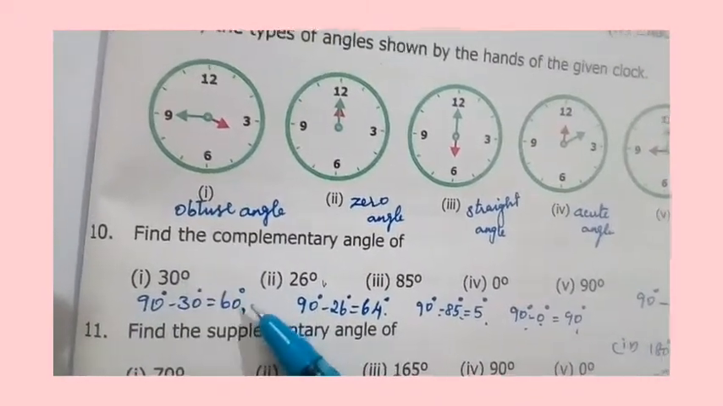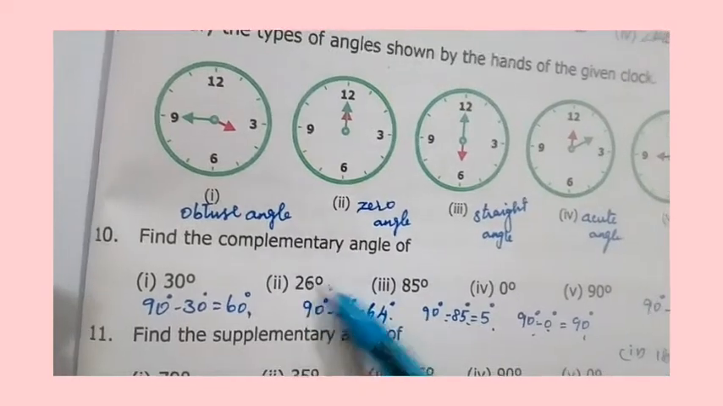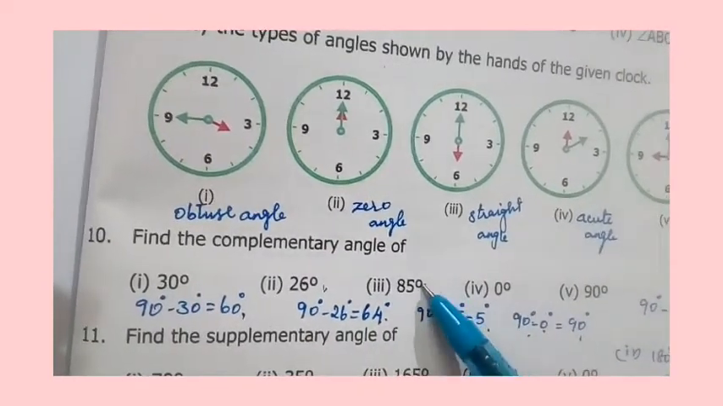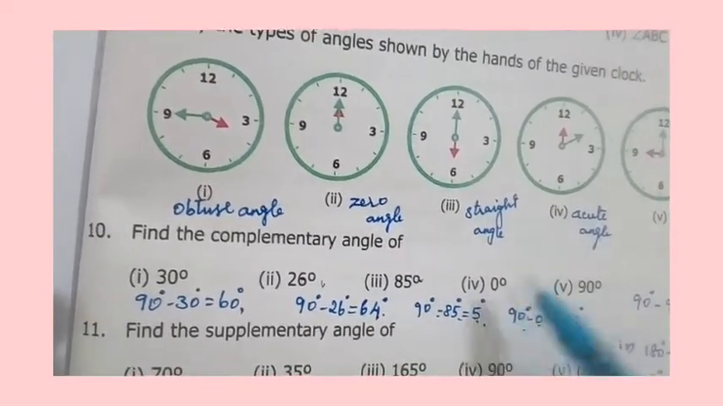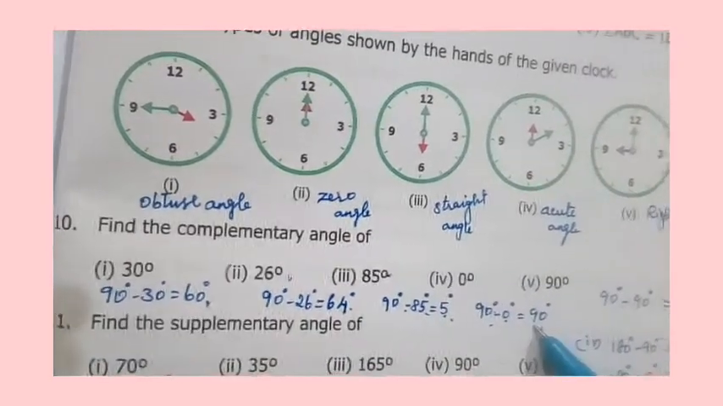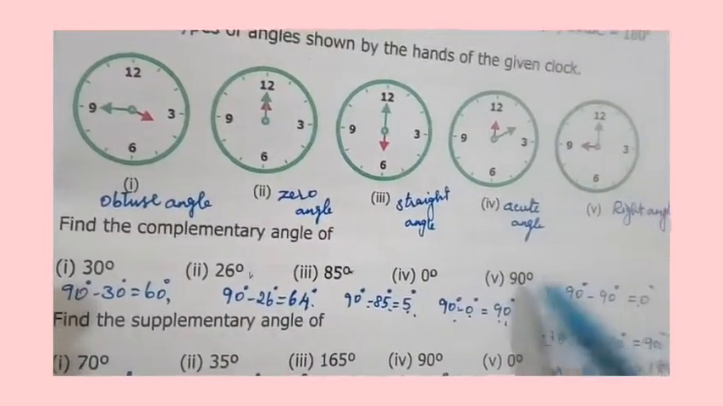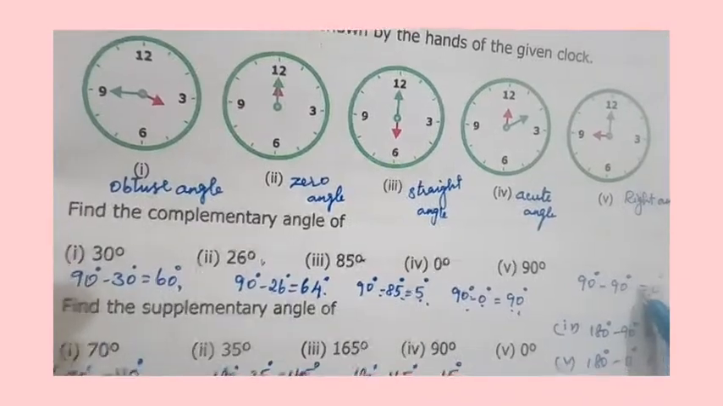So the complement of 30 is 60. The complement of 26 is 64. The complement of 85 is 5 degrees. The complement of 0 degrees is 90 degrees. The complement of 90 degrees is 0 degrees.